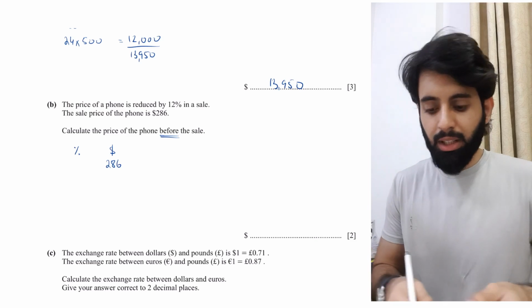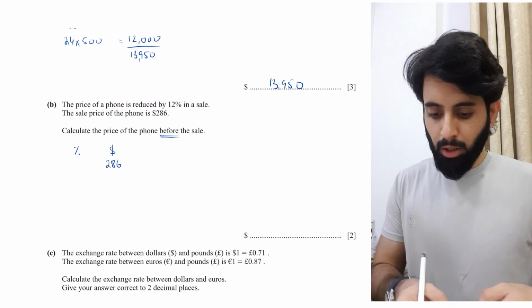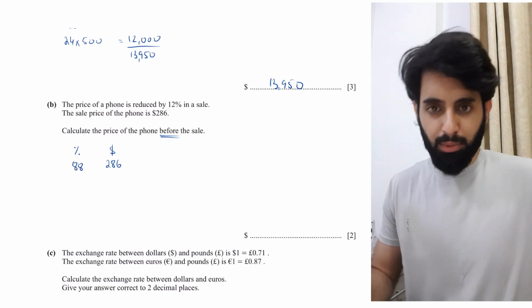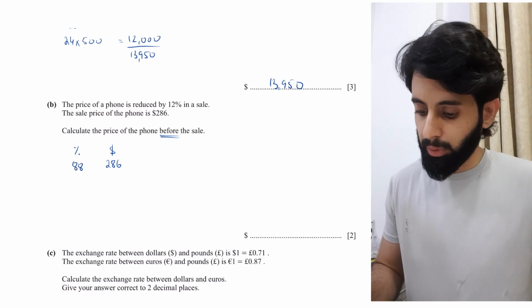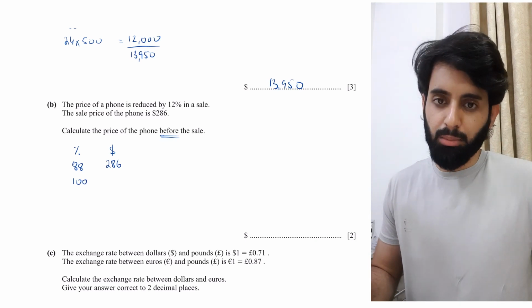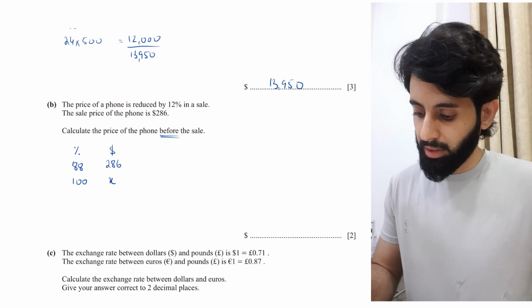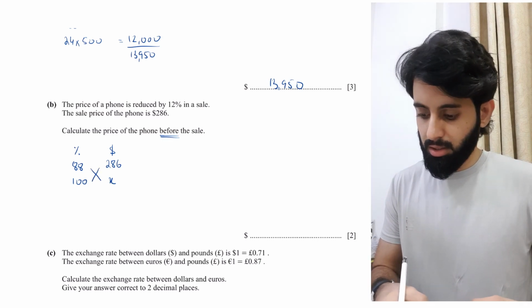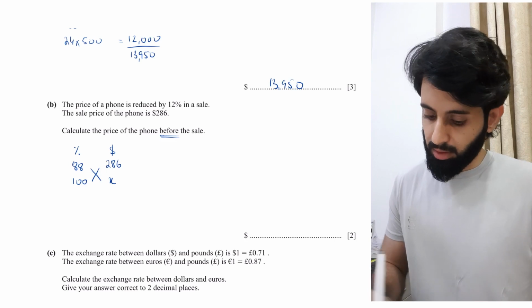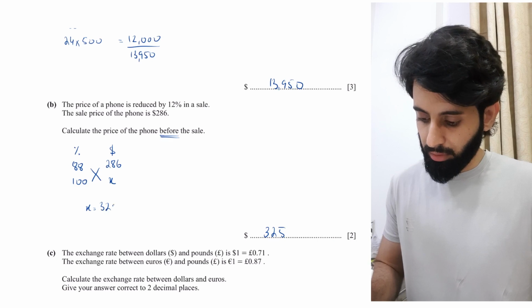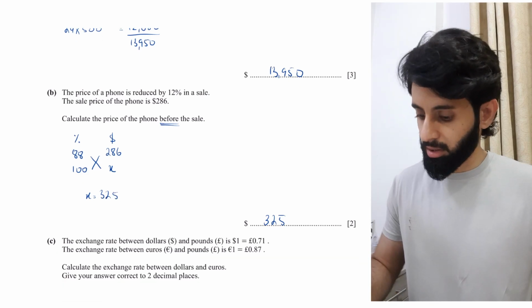So in terms of percentage, this is equal to 100 minus 12, which is 88%. It has been reduced by 12%, which means it's equivalent to 88%. Before the sale basically means the original price, which is equal to 100. So 100 is to x. Let's cross multiply. 100 times 286 divided by 88 gives us $325. So x is equal to 325. Make sure that you write your answer in the space that's provided to you.